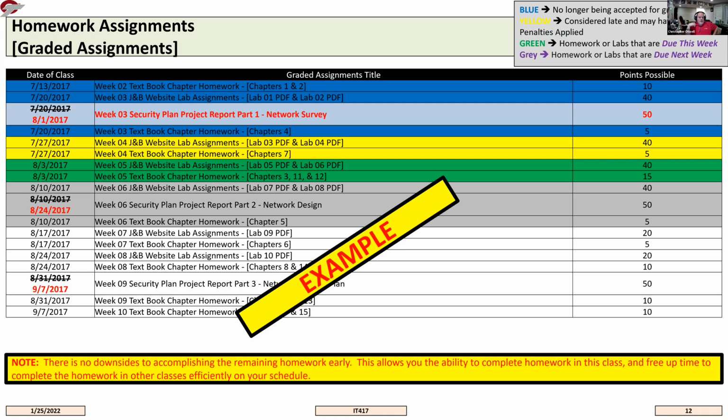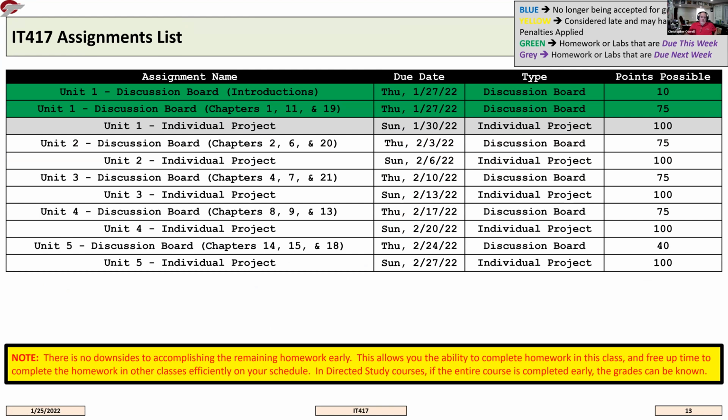Each week we'll go over the example of what the classes are due week by week and how this goes. Now, what this means is the blue lines, as you'll see, are no longer being accepted for grading. Yellow are those I'll consider late and apply penalties for being late. Green is due this week. Gray is due next week, and white is all future stuff. So you have an idea how this looks. Therefore, you know that the Unit 1 discussion and Unit 1 reading and discussion boards related to chapters 1, 3, and 19 are what's due this week.